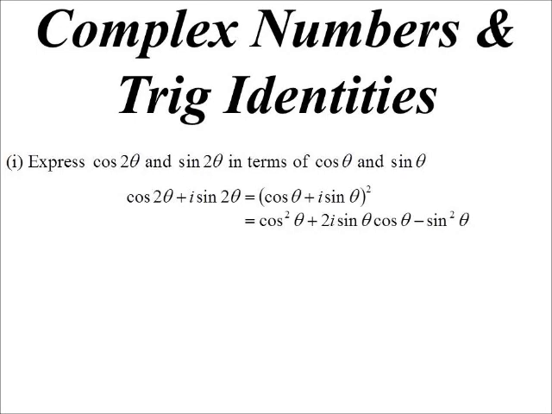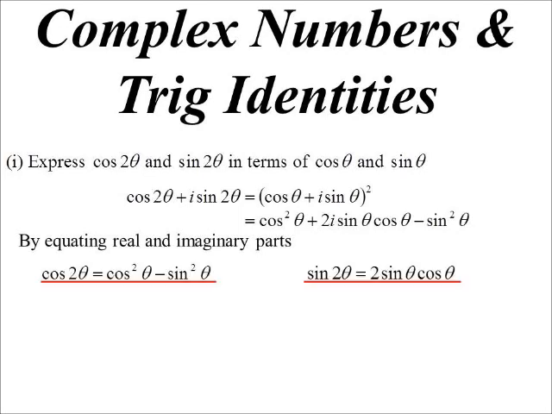But the real part must equal the real part, and the imaginary part must equal the imaginary part. So therefore, cos 2 theta must be the real part, cos squared minus sin squared, and sin 2 theta must be the imaginary part, 2 sin theta cos theta. So quite a neat little way of proving those formulas, and quite a bit quicker than actually expanding out the sin(theta plus theta) and doing all that.